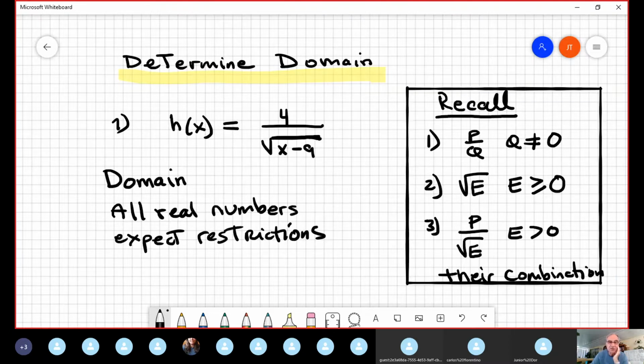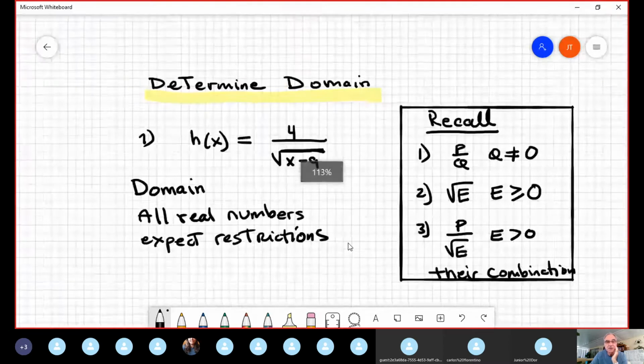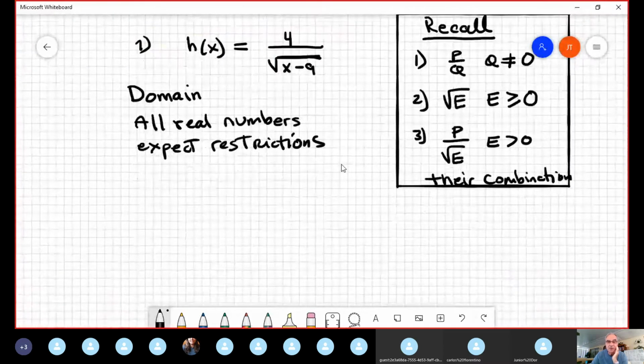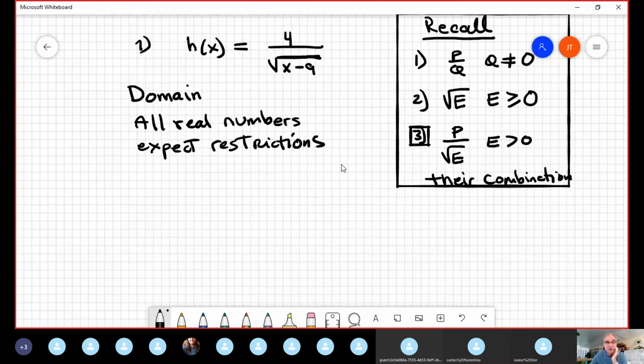So in this specific example number 1, I can see that we have a radical in the denominator. It's restriction number 3. So you take the expression inside, x minus 9 is greater than 0, and you solve this elementary inequality: x greater than 9. And always, you express the final answer using interval notation.